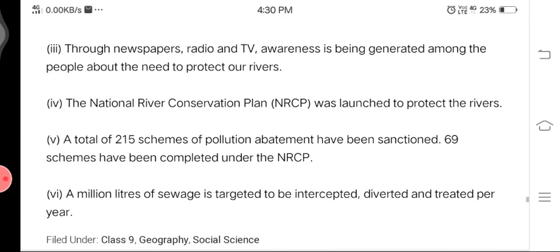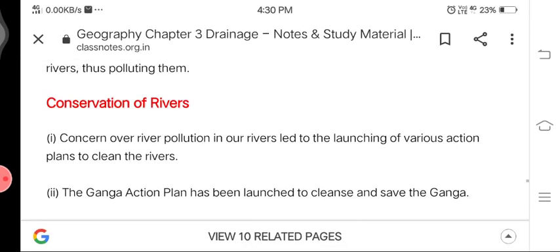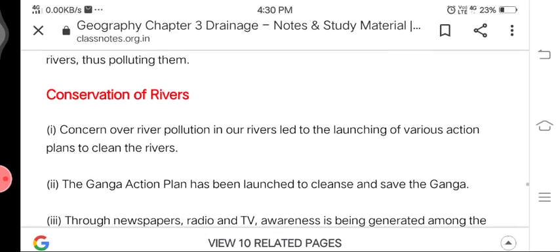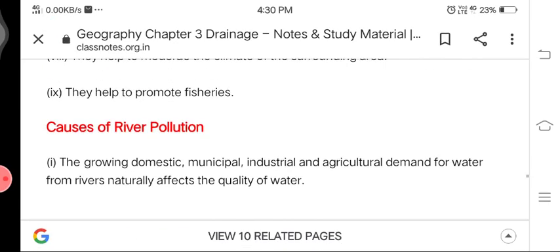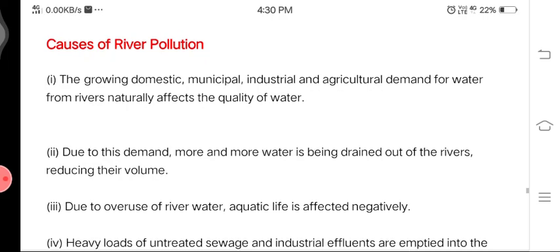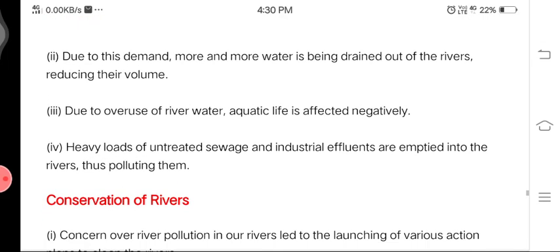From these two sections, and from this whole chapter, we can understand the importance of rivers and why we have to conserve the rivers from pollution.